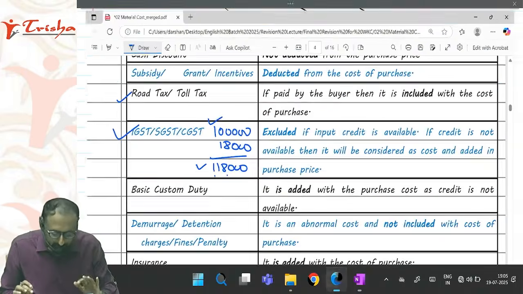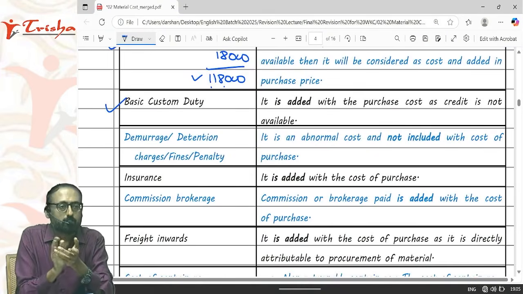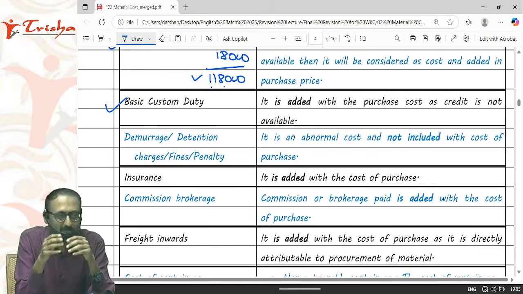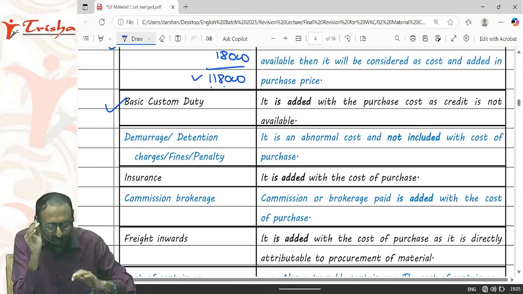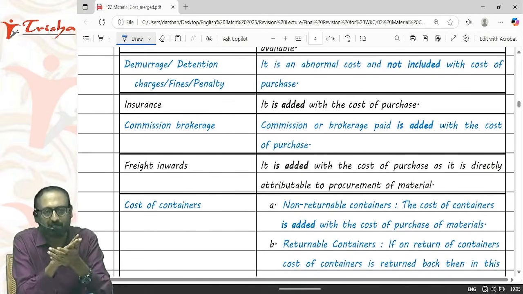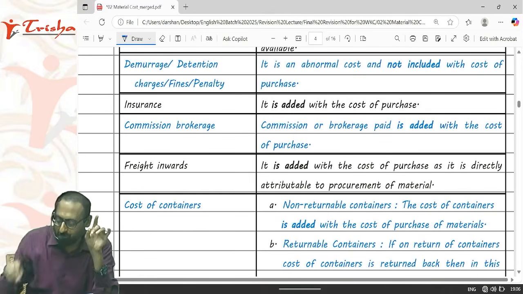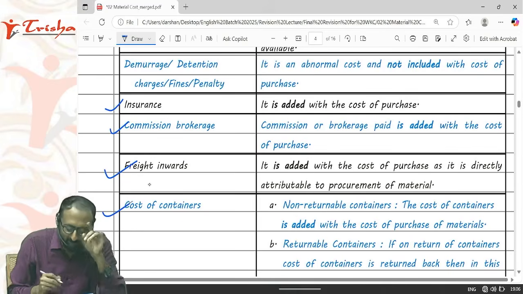Next part, sir ji, basic custom duty. Tell me quickly. Basic custom duty, credit not available, never. So you will always have to add basic custom duty. Demurrage charges, detention charges, fine, penalty, abnormal items will not be added. Directly transferred to costing profit and loss account. Insurance, commission, freight inward, container.